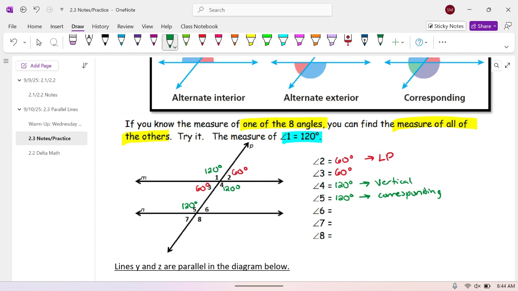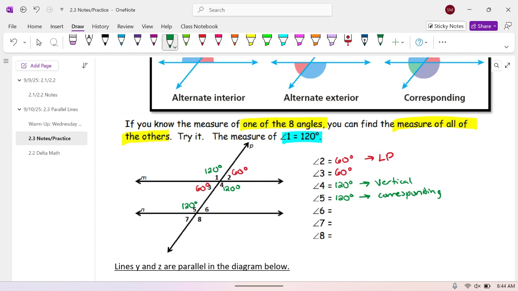No. Angle 1 is on the outside, angle 6 is on the inside. There's no direct relationship. However, I can find angle 6 based off of what angle? You could figure it out based off of 2. You could figure it out based off of 4. You could figure it out based off of 3 or 5. Okay? So, I heard 2 first.